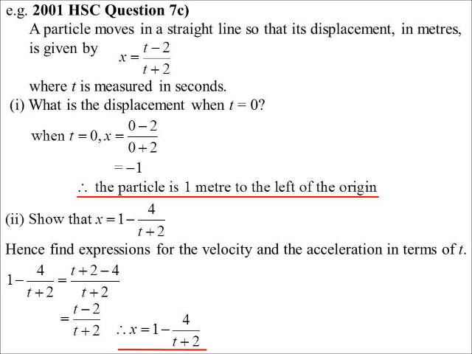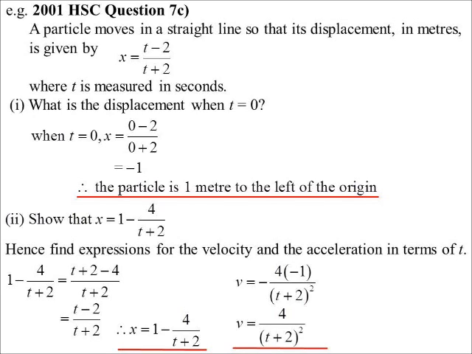So to find the velocity, we'll differentiate that. Well, obviously the 1 goes to 0. Then I'll use my reciprocal rule, minus the derivative on the function squared. So I get minus 1 on t plus 2 squared, or minus 1. So we have 4 on t plus 2 squared.